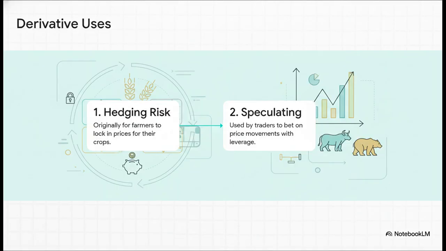Derivatives really have two main jobs. They were actually invented for hedging, the first purpose. Just imagine a farmer who wants to lock in a guaranteed price for his wheat harvest months before he even harvests it. That's a derivative. But today, they're also widely used for speculation. This lets traders use what's called leverage, basically using borrowed money to control a large position to make huge bets on where they think an asset's price is going.